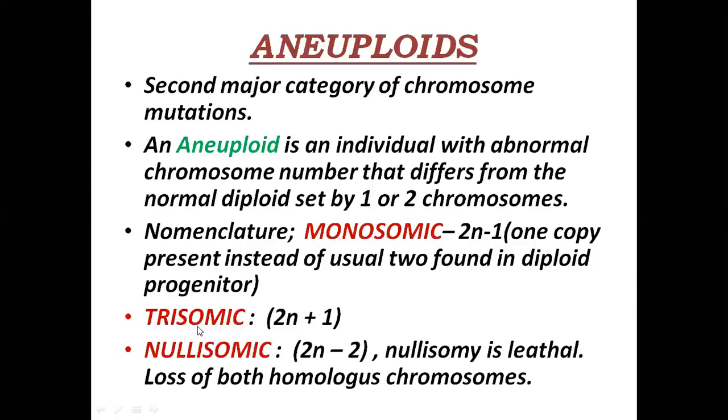Then we have trisomic, where the number is 2n plus 1. So if it is 46 chromosomes, you add one more chromosome and that becomes 47. There is something else called nullisomic. Nullisomic means a diploid set of chromosomes minus a pair of homologous chromosomes. This means loss of both homologous chromosomes, and generally this doesn't happen because nullisomy is lethal, such zygotes are not viable, and such individuals do not survive.